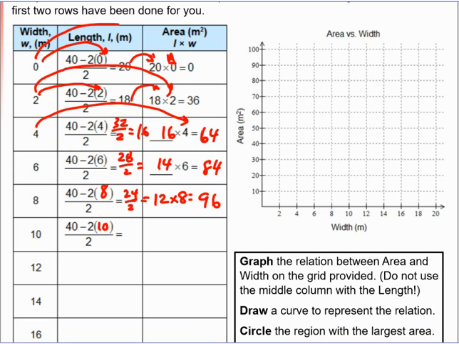Okay, we put the 10 in here. All right, well, 10 and 2 is 20. So 40 minus 20 equals 20. And 20 divided by 2 is 10. 10 times 10. Okay, so what's 10 times 10? Well, that gives us 100.